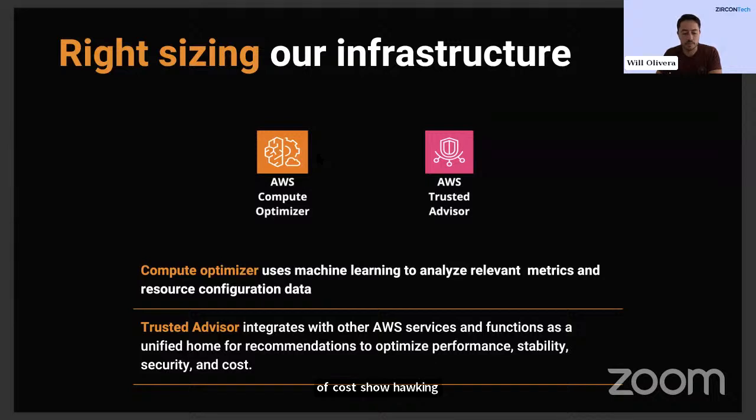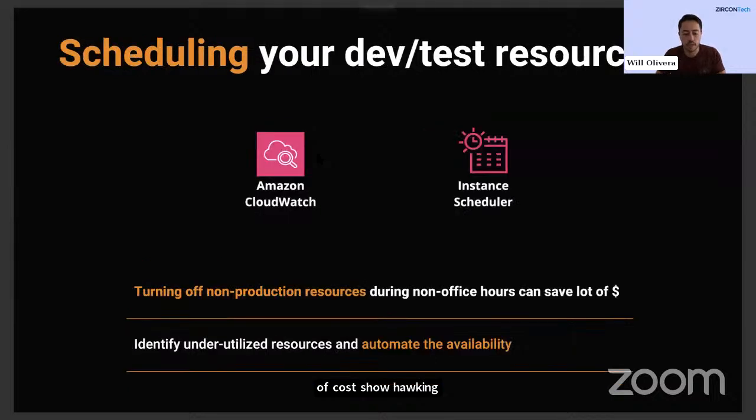Okay, so next we have scheduling of our dev and test or QA resources. The idea is that it is very common that we have maybe a development team which uses non-production resources during weekdays to try things out, to develop, and those are probably being used during a certain range within a day, so maybe office hours.